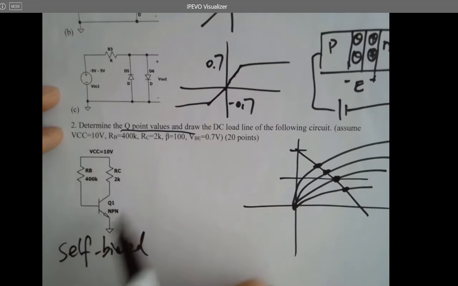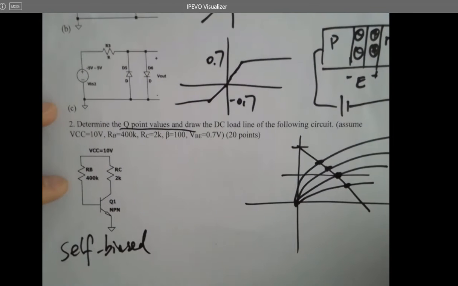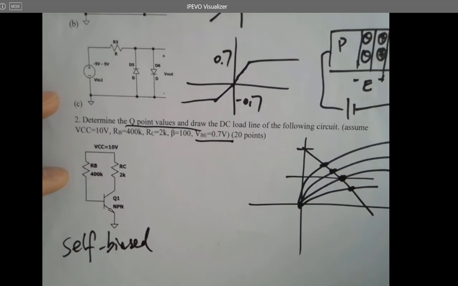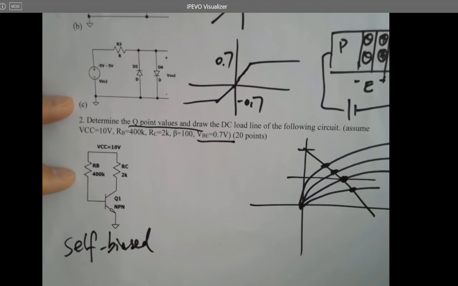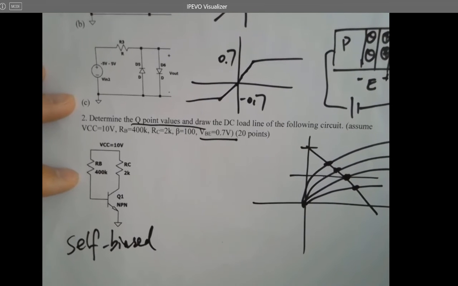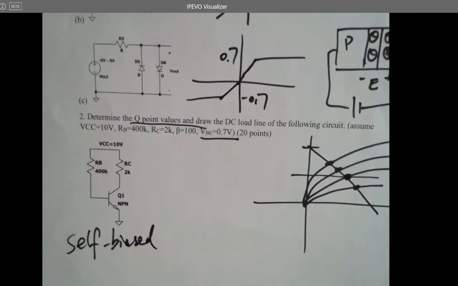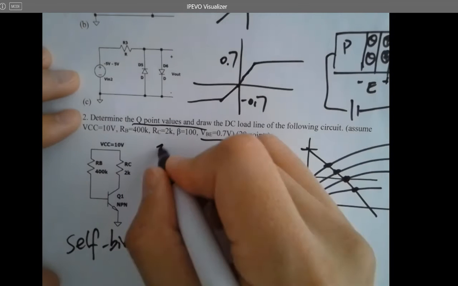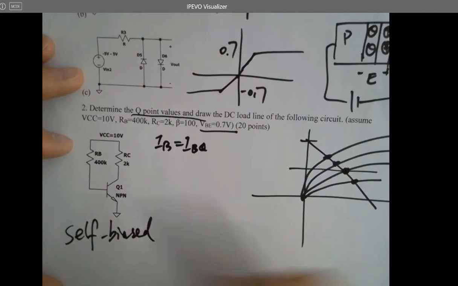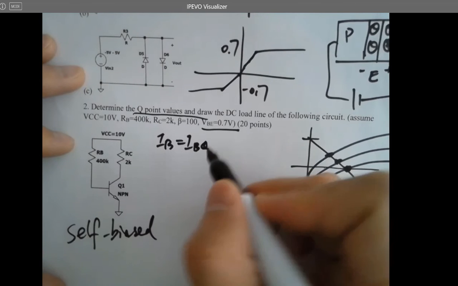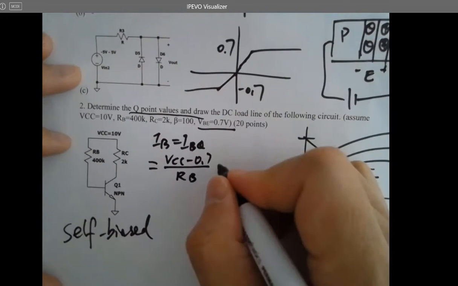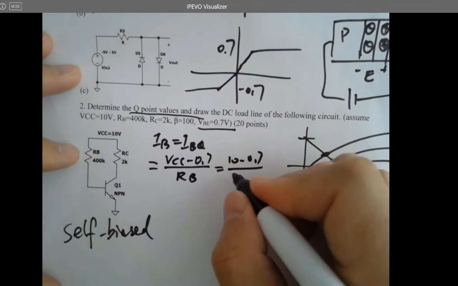So this one, you don't know, because it's already biased in a certain way. And you assume VBE to be 0.7 volts. You can find ICQ, IBQ, VCEQ, all these values. Where do you want to get started? Base current, yep. So IB, which is also IBQ because this is already self-biased, equals VCC minus 0.7 over RB, which is 10 minus 0.7 over 400K.